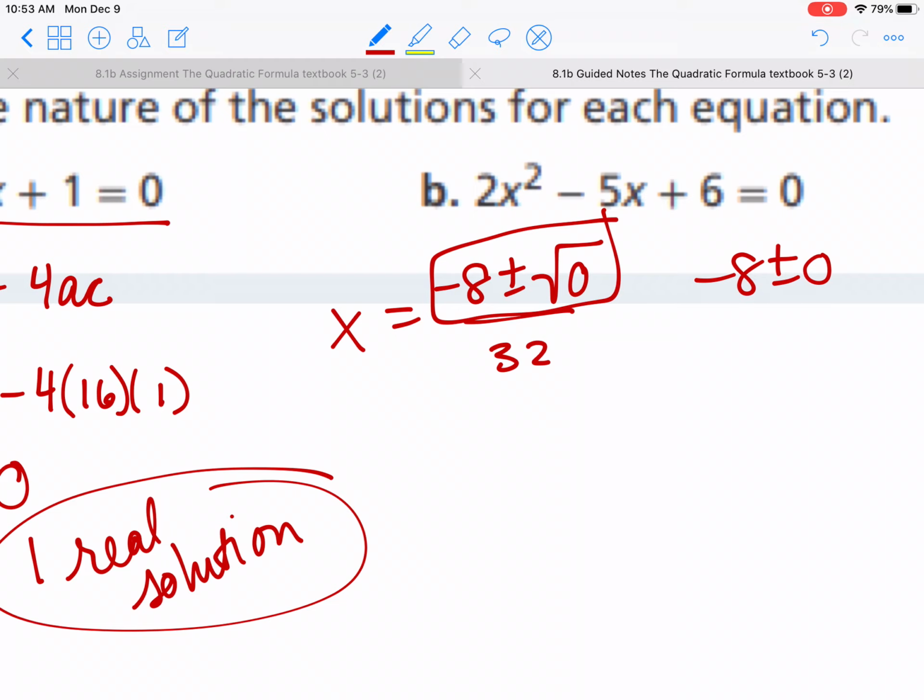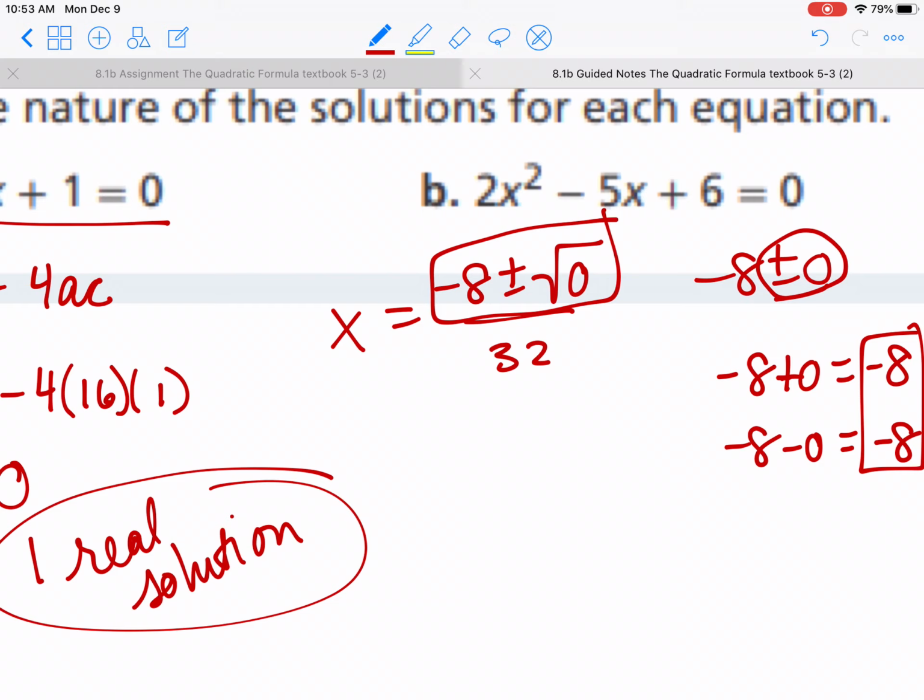Let's take a look at each situation. Negative 8 plus 0 is negative 8. Negative 8 minus 0 is negative 8. So we got the same thing either way. Did this plus or minus 0 affect our answer at all? No. If I add 0 or if I subtract 0, nothing changes. So because of that, my numerator is just going to be negative 8, my denominator 32. So my one solution would have ended up being negative 1/4.